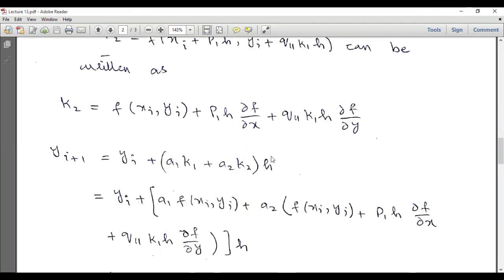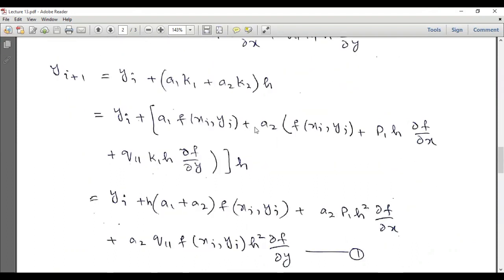Now according to the Runge-Kutta method, yi plus 1 should be equal to yi plus a1 k1 plus a2 k2, times h. This is yi and this is a1, and k1 is equal to f of xi yi, plus a2 into k2. So a2 into this whole expression is equal to k2, and this is h. Now let's simplify this. It will be yi plus h times a1 plus a2 into f of xi yi, plus this h will be multiplied by this h. This a2 will also be multiplied by this h.